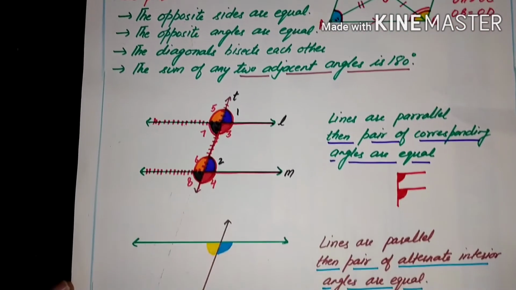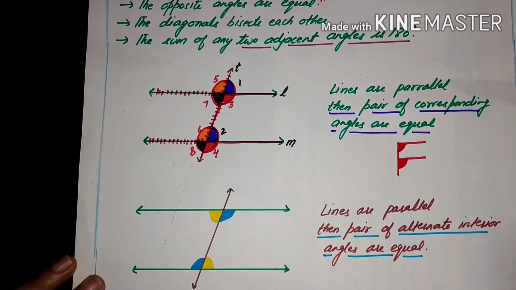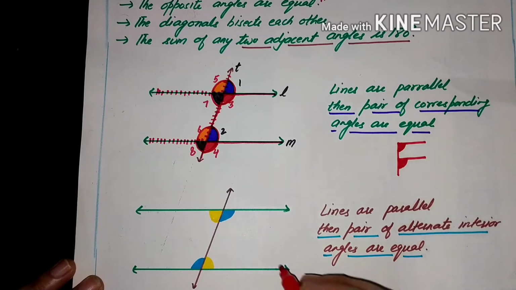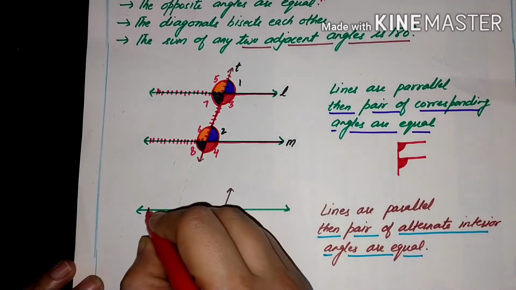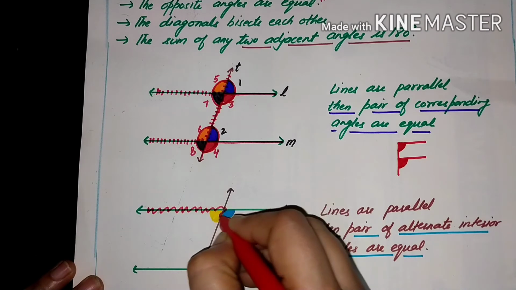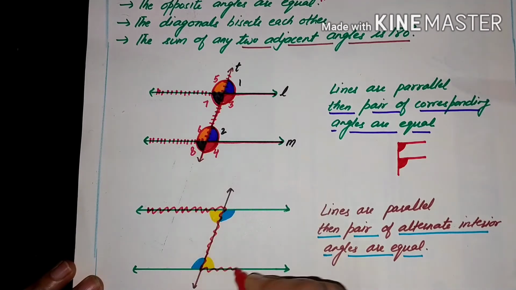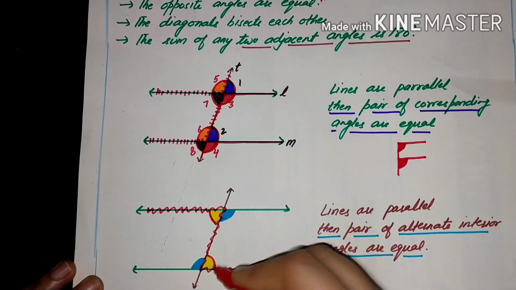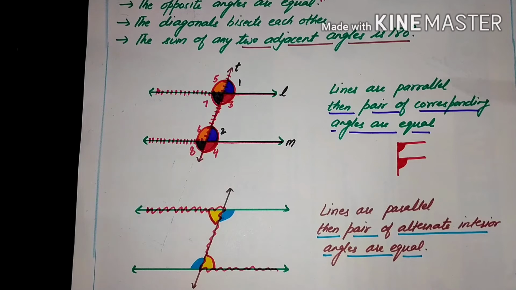Next comes, if lines are parallel, then what happens? The pair of alternate interior angles are equal. Now alternate interior angles, as we have a symbol of F to recognize the corresponding angle, here we have the symbol of Z. You can see it is a symbol of Z, and this angle and this angle, they are forming which pair of angles? That is alternate interior angles.